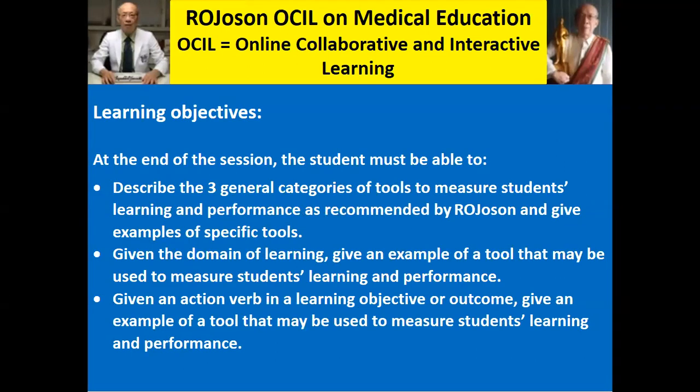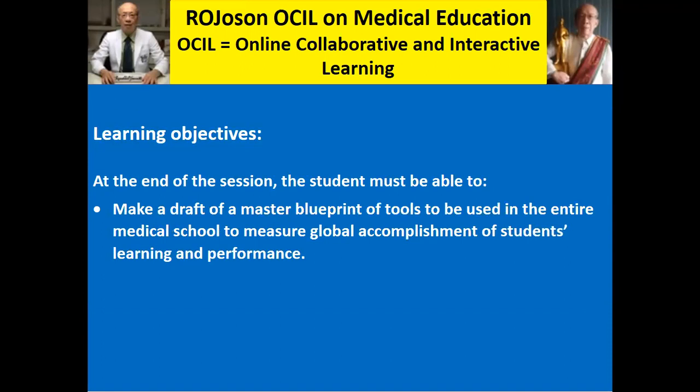Describe the three general categories of tools to measure students' learning and performance as recommended by Dr. R.O. Hawson, and give examples of specific tools. Given the domain of learning, give an example of a tool that may be used to measure students' learning and performance. Given an action verb in a learning objective or outcome, give an example of a tool that may be used to measure students' learning and performance. And lastly, make a draft of a master blueprint of tools to be used in the entire medical school to measure global accomplishment of students' learning and performance.